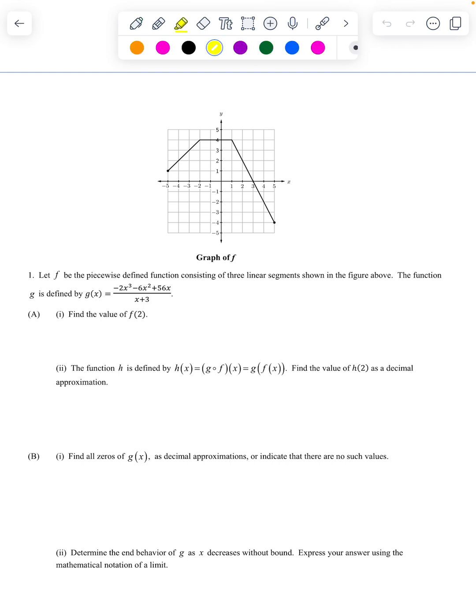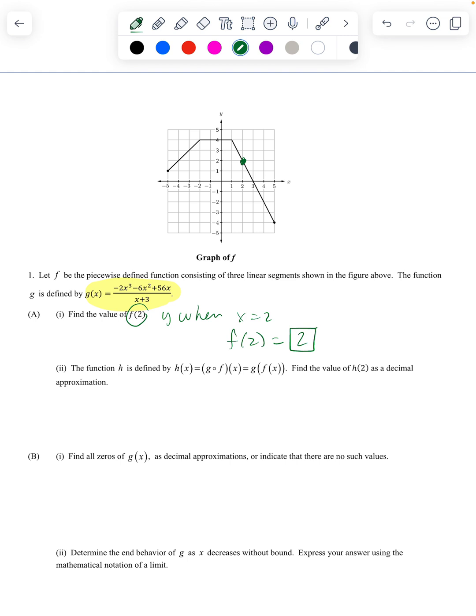and then it gives you the function itself. Great. Find the value of f of 2. Keep in mind all that means is y when x equals 2. So I can actually see that right here, and f of 2 is going to be 2. So you're just looking on the graph.